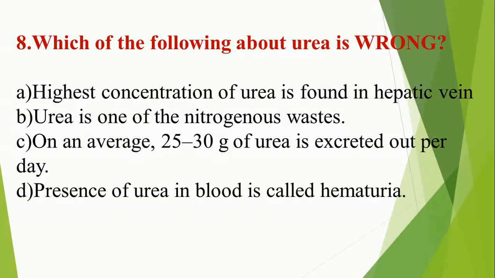No, this is wrong because presence of urea, yes, in blood is called uremia, and hematuria is presence of blood in urine, right? Presence of blood in urine is called hematuria. So when the presence of urea in blood, it is called uremia and not hematuria, whereas hematuria means presence of blood in urine. So the wrong option is option D.